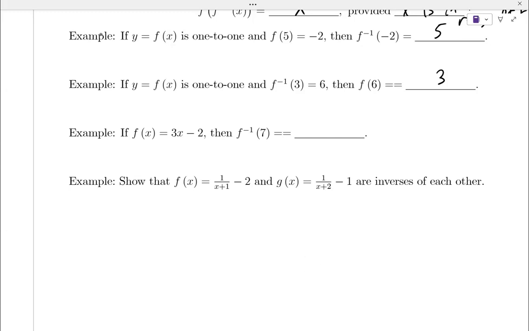Good, exactly right. This needs to be an output for f of x, so I'm going to set f of x equal to 7. I want to find the input that corresponds. That's what the inverse function says. All right? So we'll have 3x minus 2 equals 7. So what does x have to be? 3. And so that would be our answer here. This is just a fancy way to say, what do I need to plug in to get 7 out? That's all it's asking you to do.